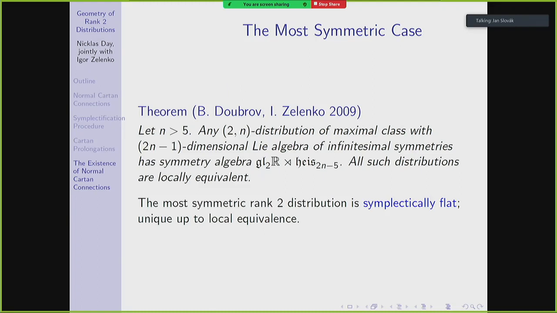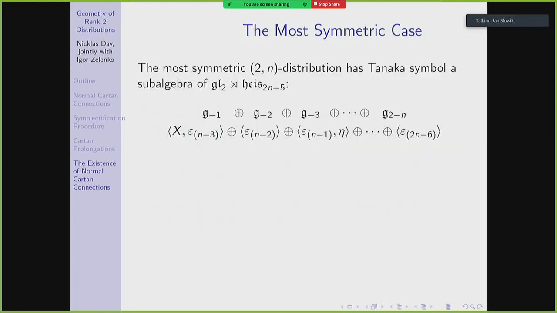This is stronger than Tanaka flatness. So this will be the Tanaka flat distribution for a specific Tanaka symbol. Maybe in the 2, 3, 5, 6 case, it's the parabolic symbol's Tanaka flat distribution. That is the symplectically flat distribution. So let's restrict ourselves to thinking about those distributions whose symbol is this subalgebra of the symplectic algebra, because that is the symbol of the symplectically flat distribution.